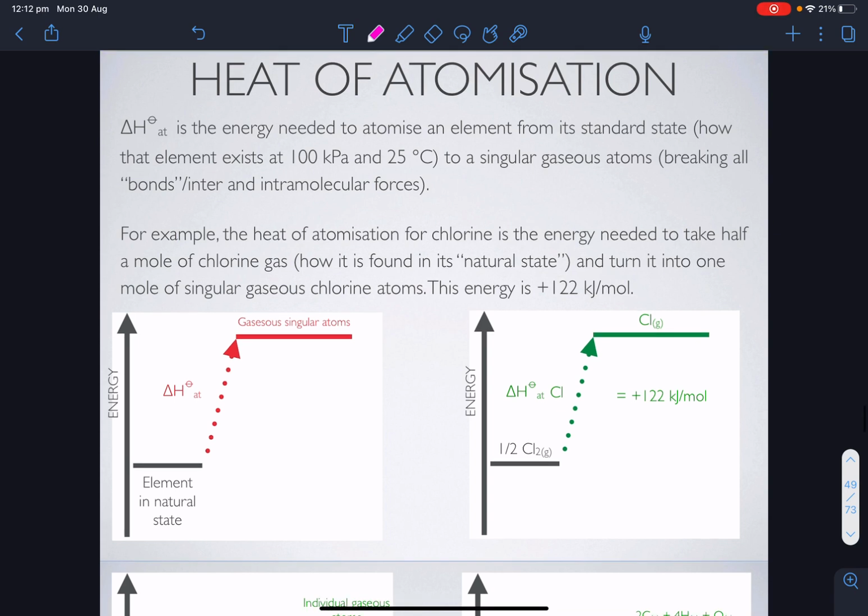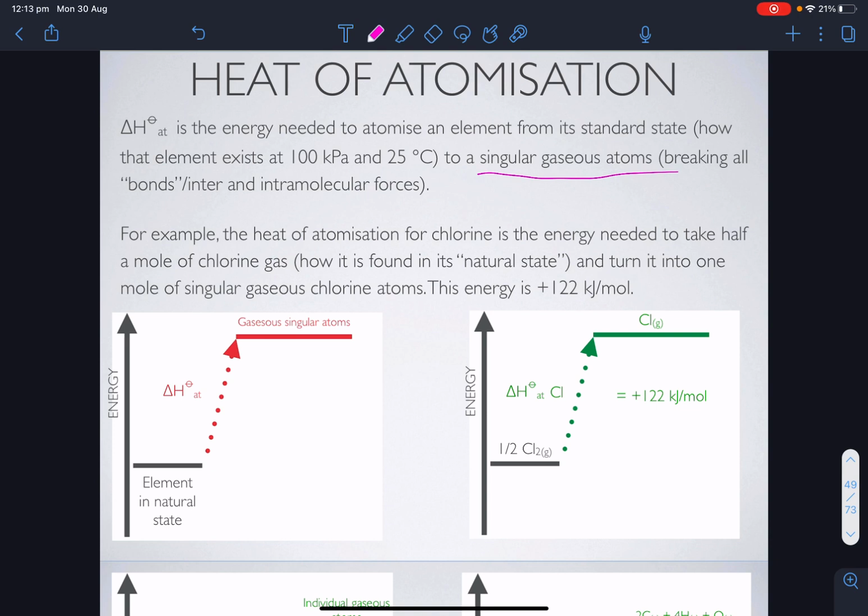So heat of atomization is the energy needed to atomize an element from its natural standard state, so how it exists as an element by itself at 100 kilopascals and 25 degrees Celsius, or it's at that point that we call the heat of formation. And what we're going to is singular gaseous atoms, or we're breaking all the bonds and all inter and intramolecular forces, okay? So we completely separate each atom in there. So that's the heat of atomization, okay?